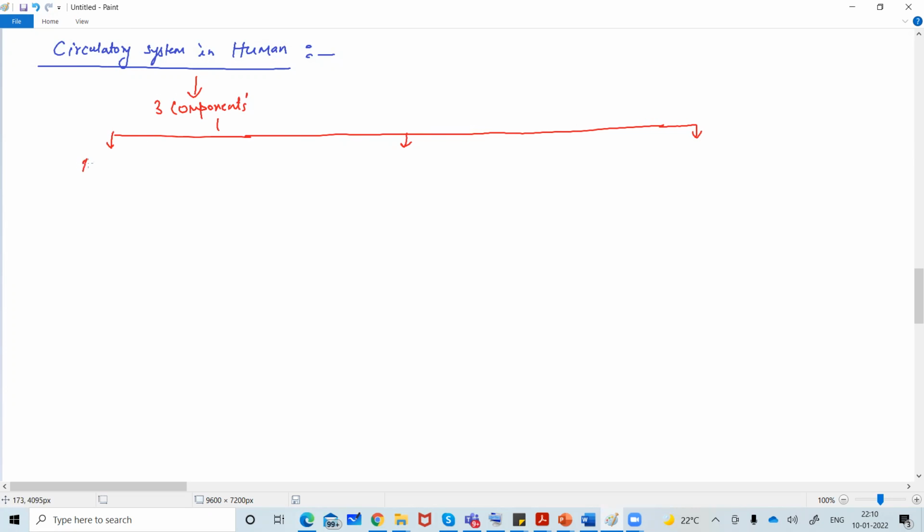First is blood vessel, right? Second is heart, heart system, and the third is blood and lymph. These are the three main components of the circulatory system in the body. So first we'll talk about blood vessels. That's our agenda for today. So number one, we'll talk about blood vessels.